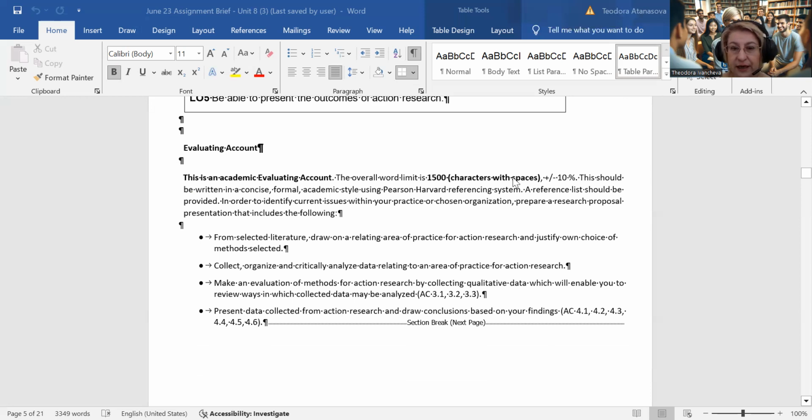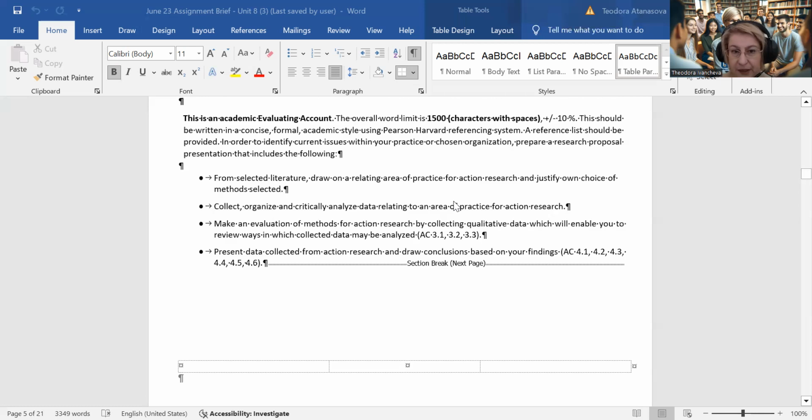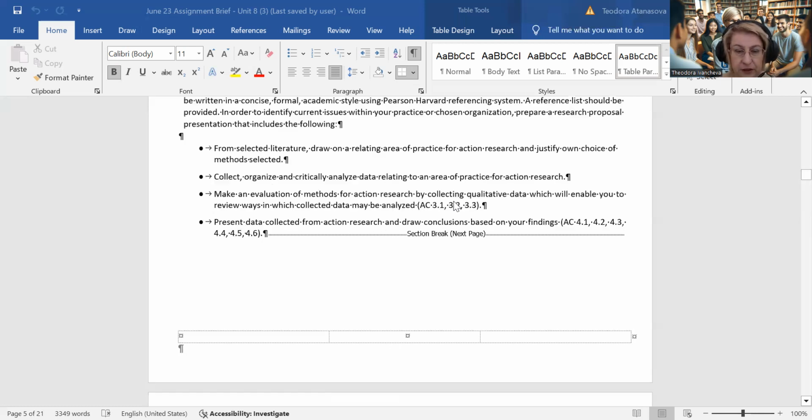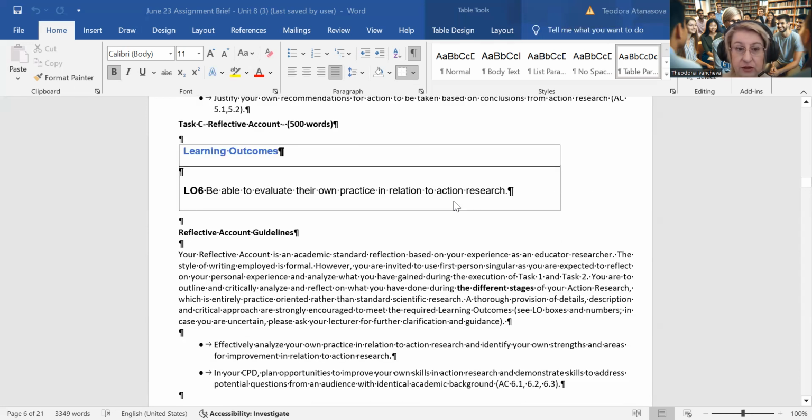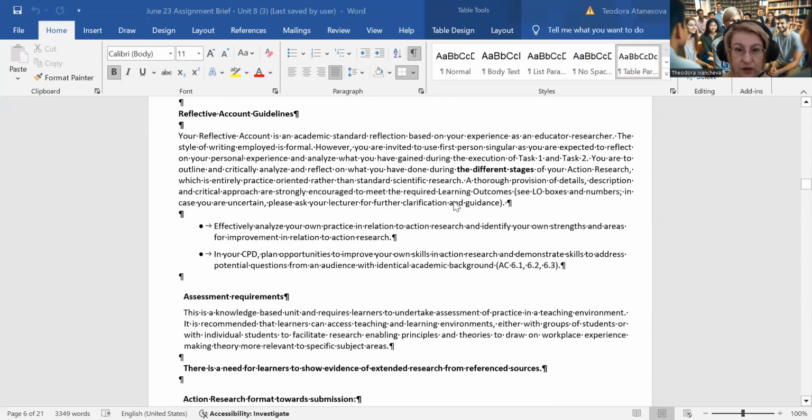Make sure that this is characters with spaces. So this is what your Word document will tell you. And this is plus minus 10% in terms of fewer words or more words. And according to my calculation, this is minus or plus a paragraph, not more than that. For further details about the content, please, again, refer to the assignment brief itself. This is not the focus of this video. All the details are written here, plus the learning outcomes that you need to address.